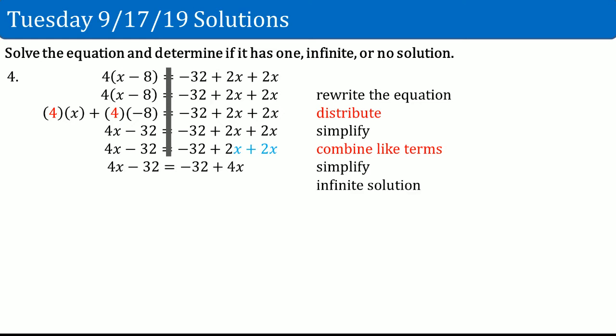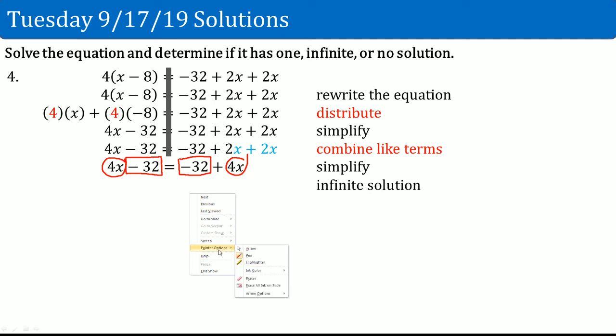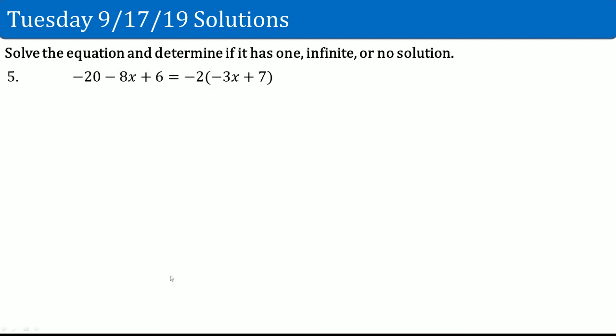I see a 4x minus 32 on my left-hand side, and on my right-hand side, I also see a negative 32 plus 4x. They're the same. A lot of you don't believe me, they're the same. Look, 4x, 4x, minus 32, minus 32. Okay, look at the shapes. The left side equals the right-hand side. Therefore, that's an infinite number of solutions.